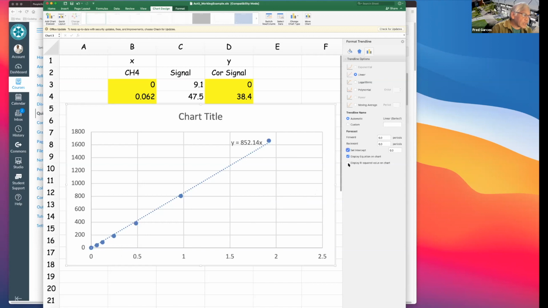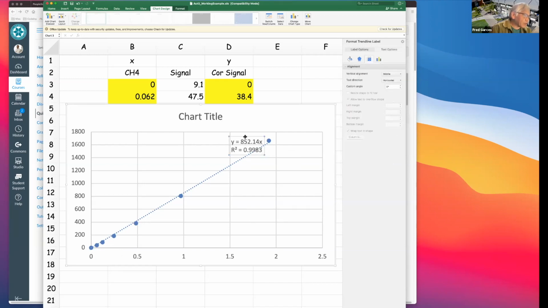I want to show a correlation factor. That's it. So this is what I will take. This is your equation. It basically tells you that the intercept is 0 and that the slope is 852.14. I'm going to change this again, CH4.